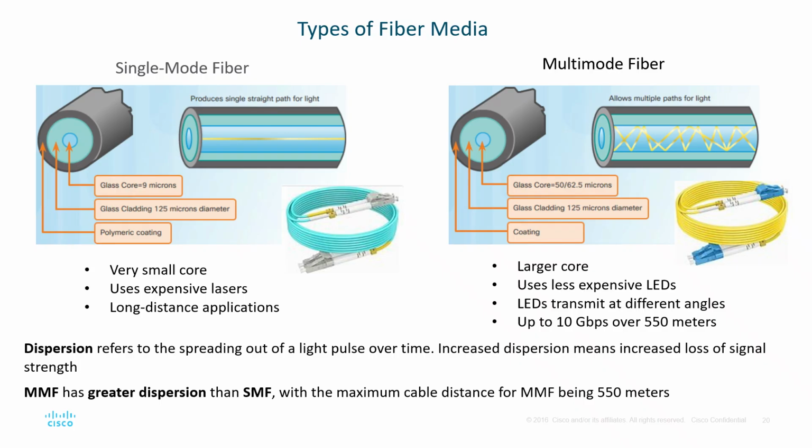It has a very small core. It has a glass cladding. And then it has a polymeric coating. It is good for long distance applications. Usually an aqua color would define single mode fiber.